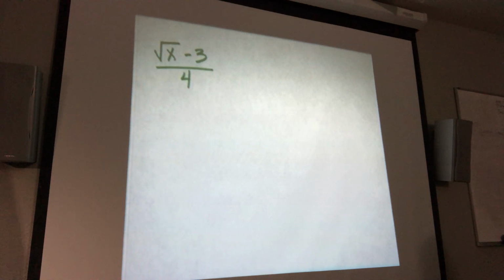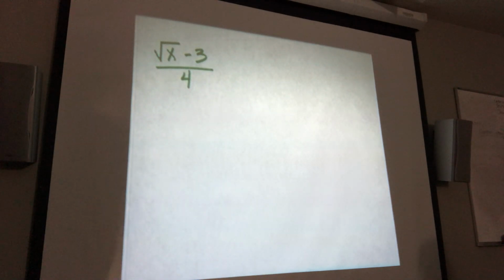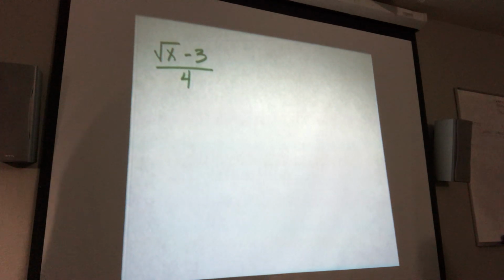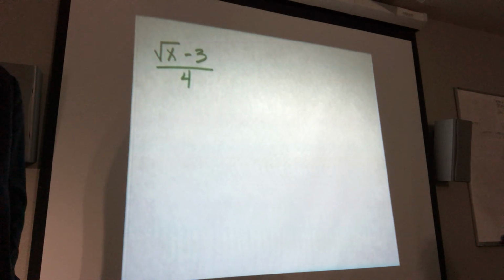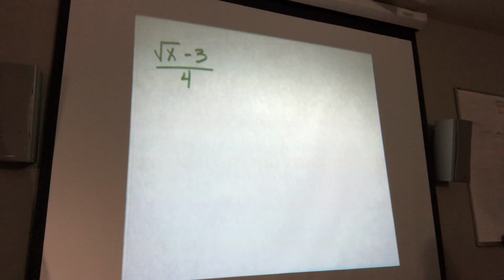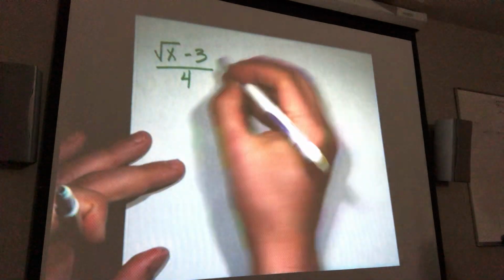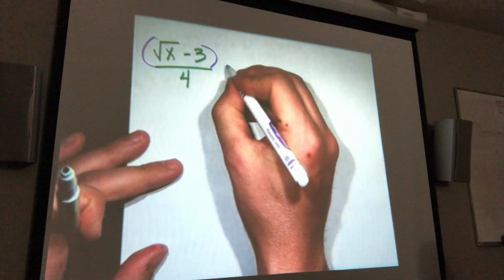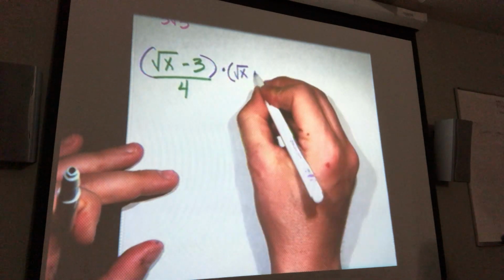So I want to rationalize the numerator here, and it's the same process as rationalizing a denominator that looks like this. When you have a square root and then a plus or minus, what do you do? Say it again. Conjugate. What's the conjugate of square root of x minus 3? Plus, square root of x plus 3. There you go.